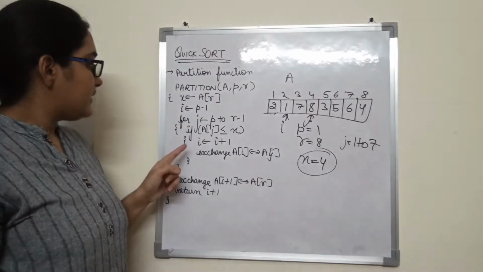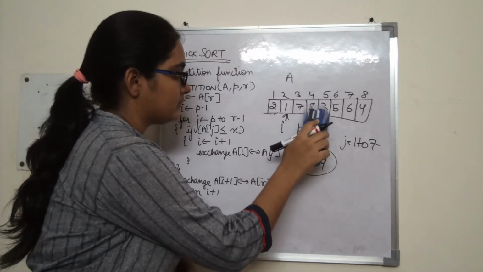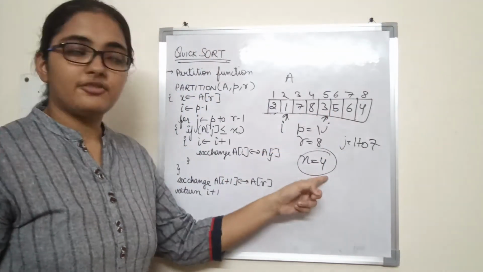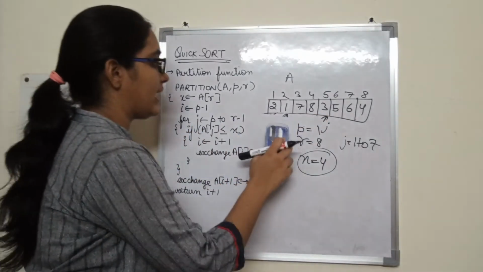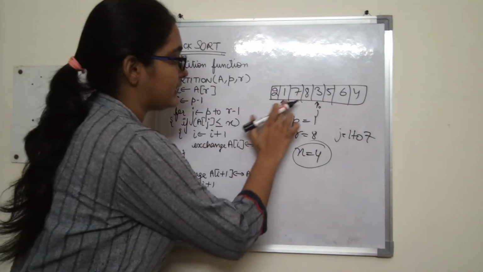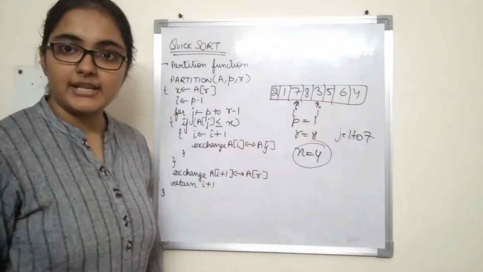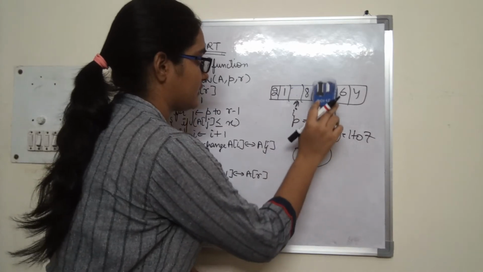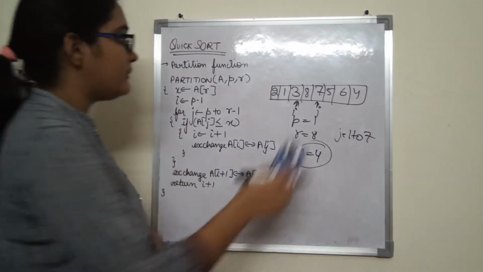Right? So now again j will be incremented. j will be here now. Alright, is 3 less than 4? If a of j is less than equal to x, is 3 less than equal to 4? True. What will happen? i is equal to i plus 1, so i has to be incremented. And exchange a of i with a of j, right? So 7 and 3 will be exchanged. 3 will come here, 7 will go there. Alright. Now j will be incremented.